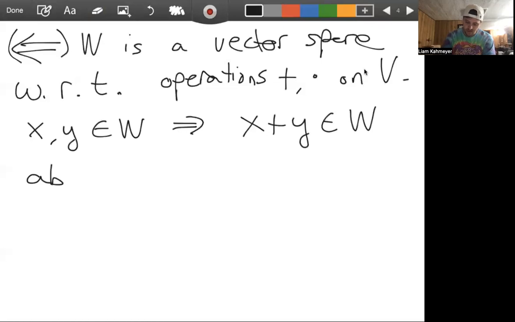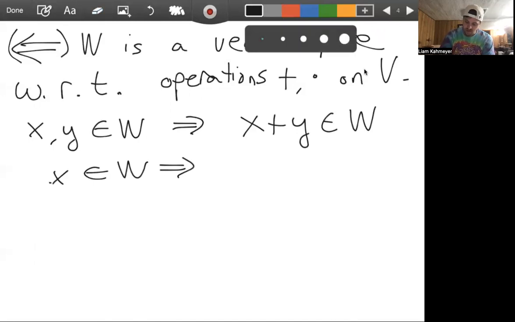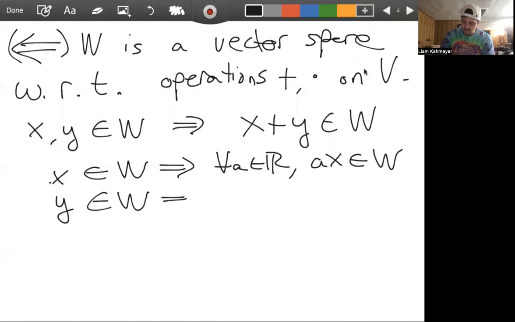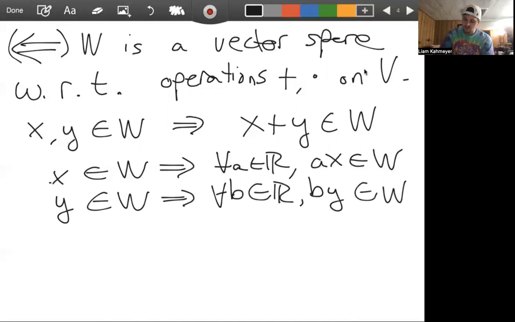We also have that we're closed under scalar multiplication. So if you had like AX in W, sorry, how about if we just have X in W? This implies that for all A in R, AX is in W, right? That's a much better statement. We can restate that for a different element Y. This means for all B in R, BY is an element of W.